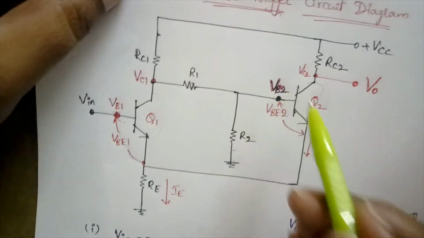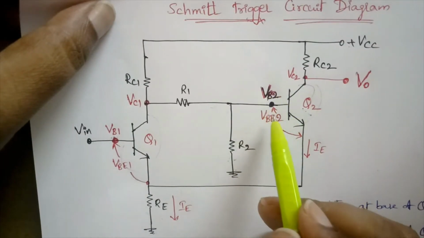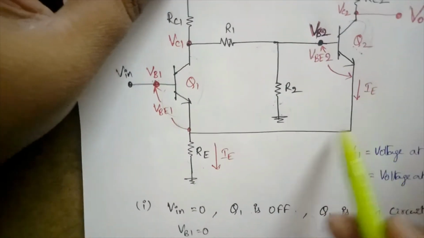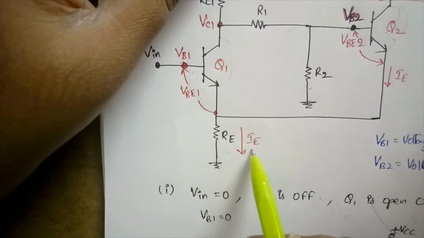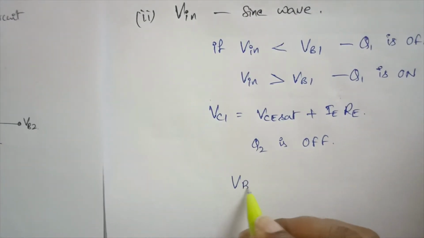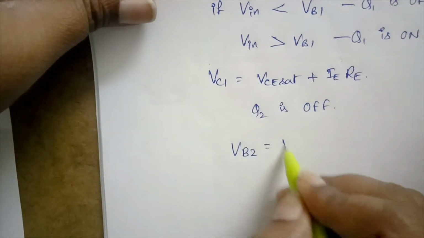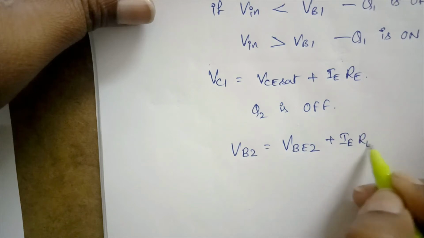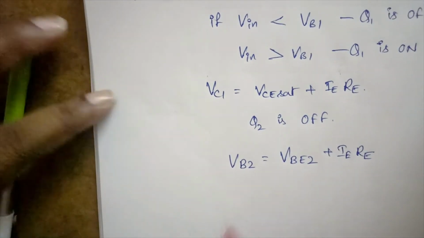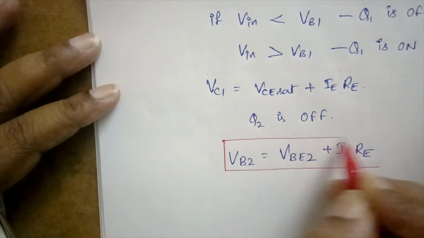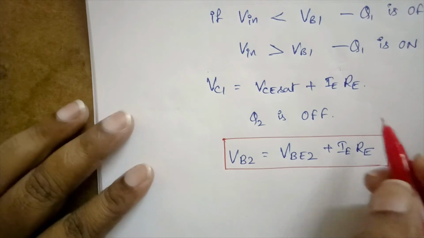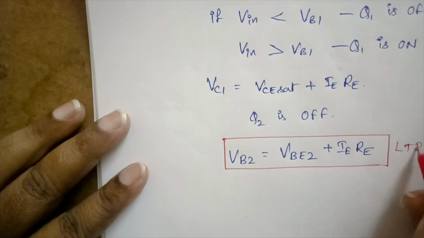If you want Q2 on, then what will be the VB2 value from the diagram? The VB2 value must be the drop across the base and emitter junction and the drop across IERE. So VB2 is equal to VBE2 plus IERE. This is the voltage required to switch on Q2. So that's why it is named as LTP.